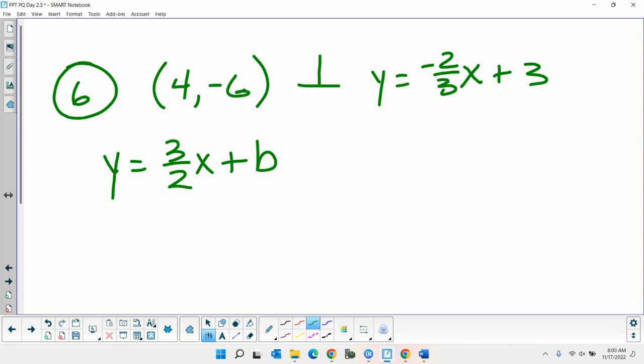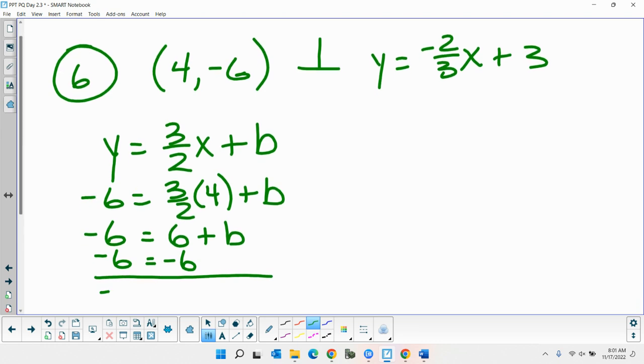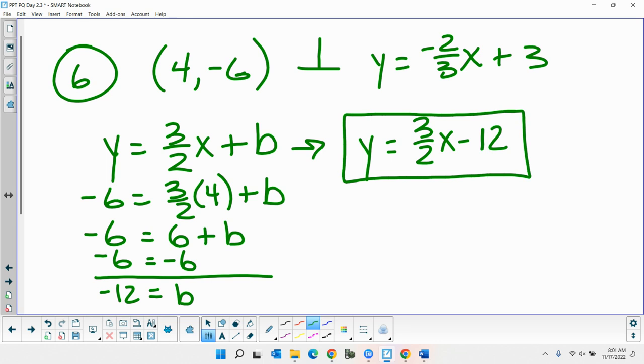Okay? Now I do the same thing we've been doing. Substitute in for y and x, solve for b. Three times 4 is 12, divided by 2 is 6. Subtract it over to get b alone. So I get negative 12 for b. So my equation then is y equals 3/2 x minus 12. So make sure you write the equation at the end.